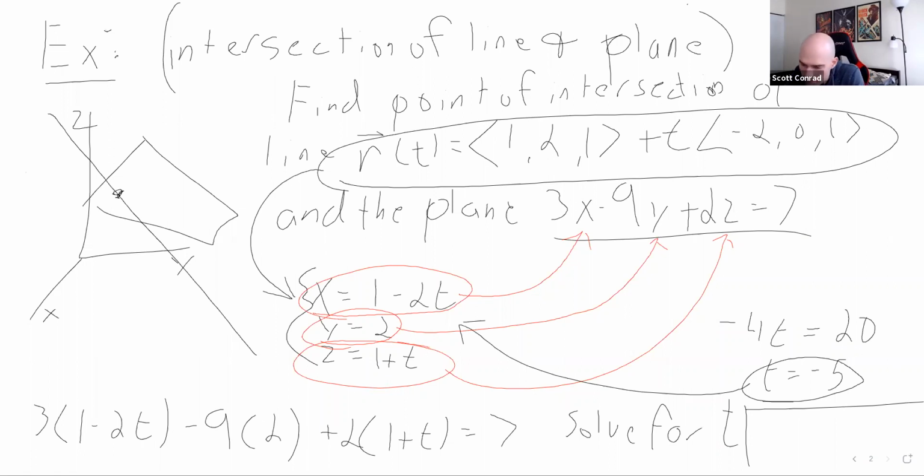All right, we get 1 minus 2 times negative 5, so we get 11, and then 2, and then 1 minus 5 is negative 4. And that's our answer.